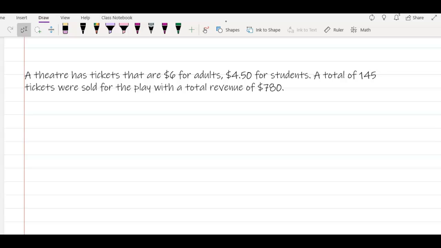Now we're talking about a theater. There are tickets that are $6 for adults, $4.50 for students, a total of 145 tickets. They want to know how many of each kind did we sell. So again, we have some unknowns. We have A, the number of adult tickets, which we don't know. And we also don't know how many student tickets, which I'll call S for students.